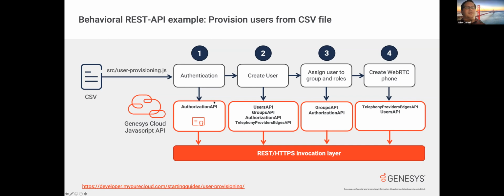This diagram I took from one of our starting guides that we've just started writing out there that really gives an example of how these behavioral REST APIs work. And again, when you're looking at this, the key thing for these APIs is really understanding your usage patterns, how often those APIs are going to be called, and also understanding your failure modes.